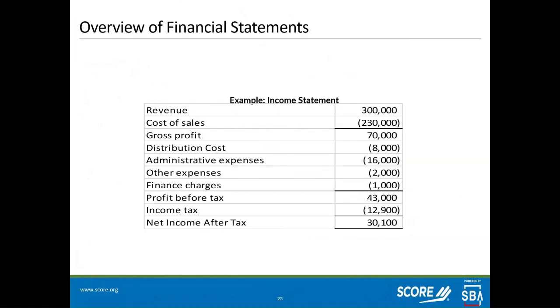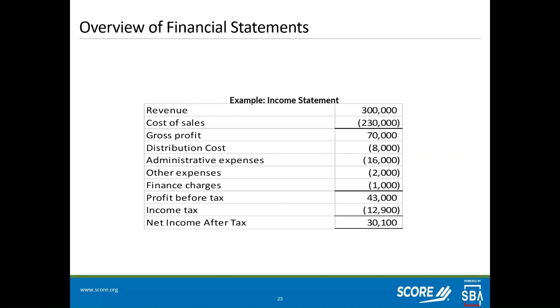And here's a simple example of an income statement. So we have revenue, we have cost of sales, which reduces from revenue. Cost of sales is inventory, utilities, salaries, labor, some plant and equipment costs. And then the gross profit is the difference between the revenue and cost of sales. And then we have additional expenses in the business.